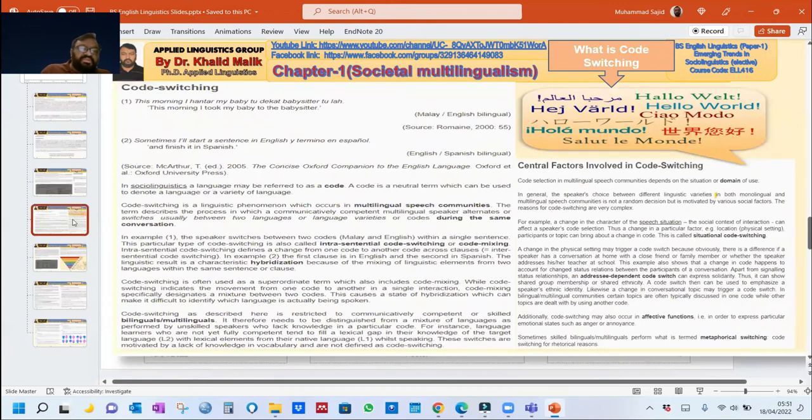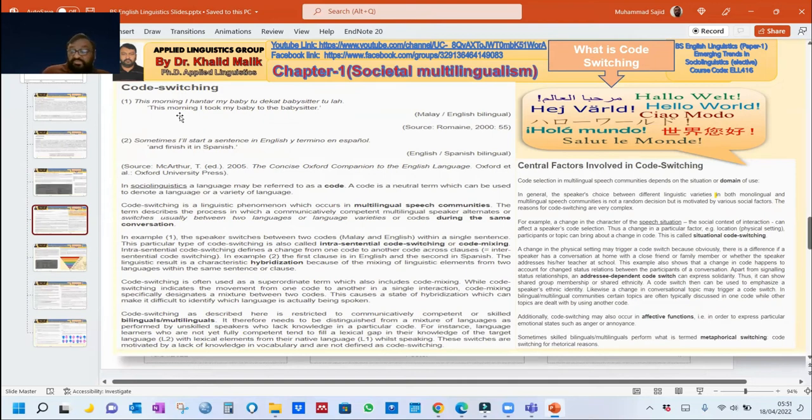Now you have already understood these, but now we go for code switching. Next question is, what is code switching? See here, hello world, marhaba in Arabic. In English, hello world. Urdu, we can say khush amdeed. Chinese language, Japanese language, Spanish language, hola. So it's called code switching.